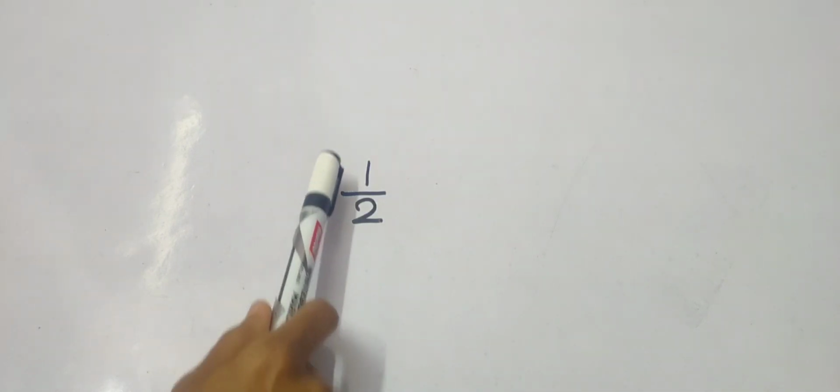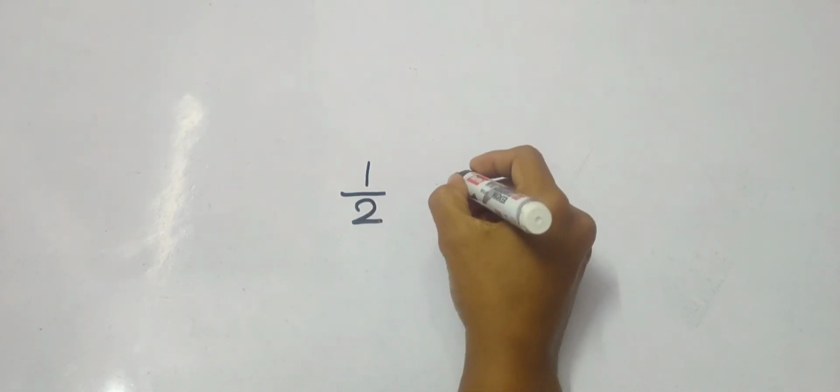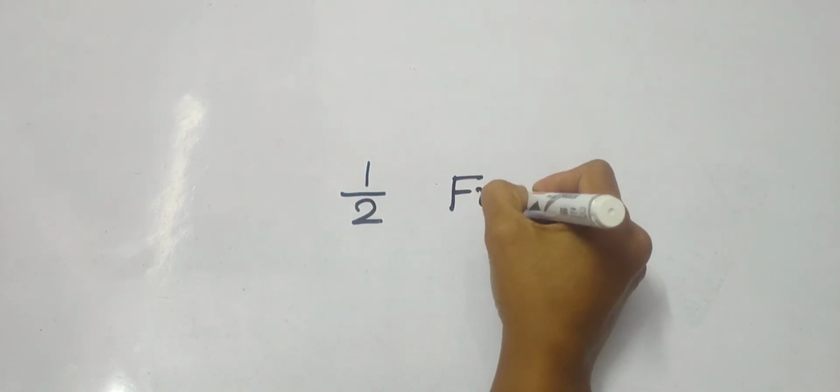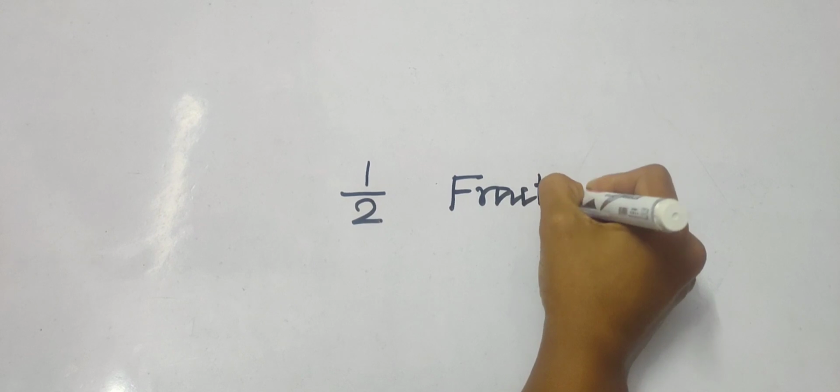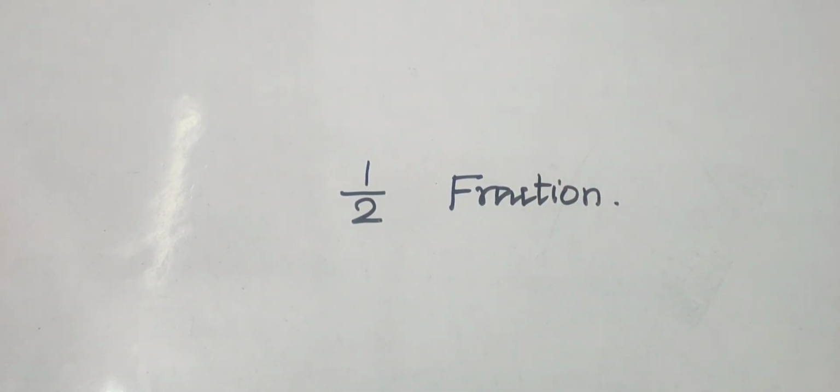See children, you can see a number, right? 1, a bar, and then 2. So what will you call this? We will call this a fraction, right? So this is a fraction. We know this, right? This is a fraction.